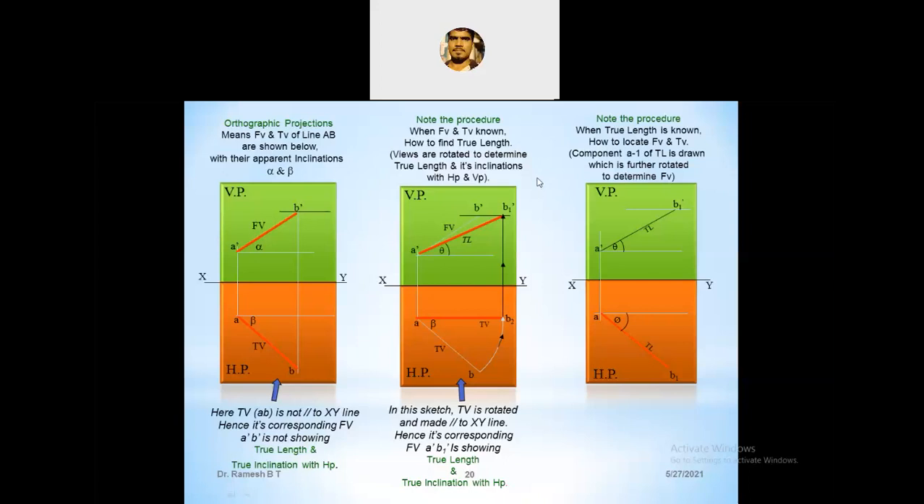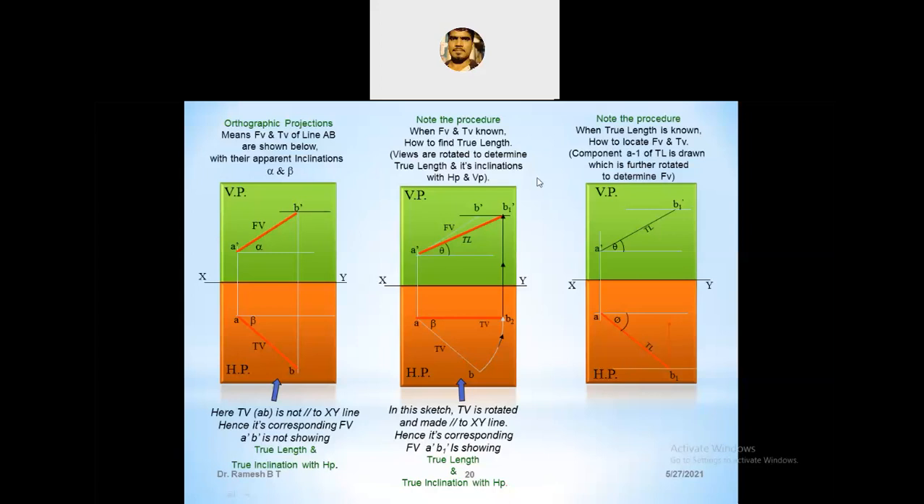Apparent length in the front view is different. Apparent length in the top view is different. This is going from apparent length to true length. If you have true length, then you have to reverse this procedure. For apparent length, it is arc and projection. But for true length, first true length, then project, then arc.